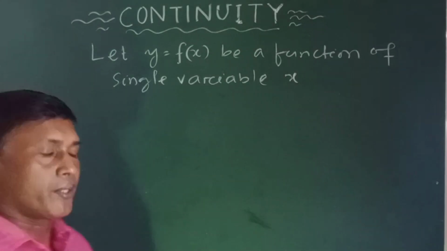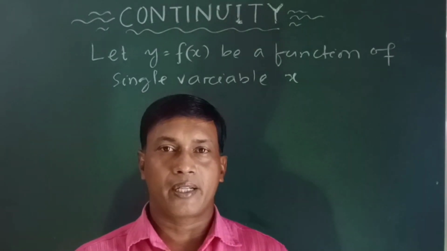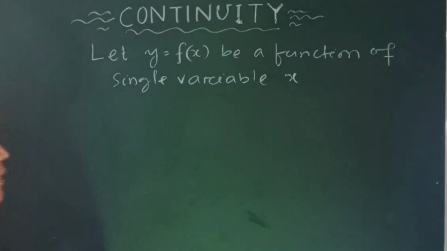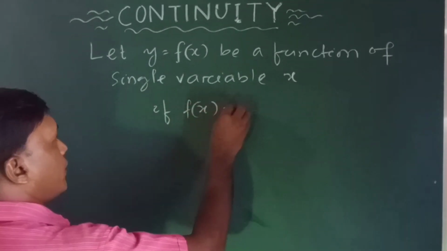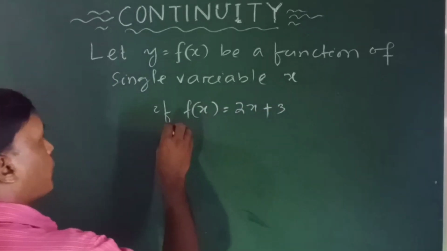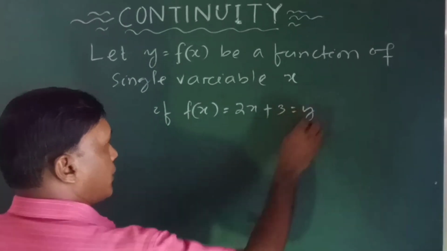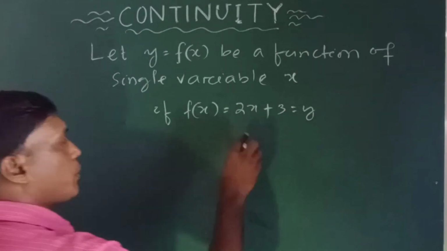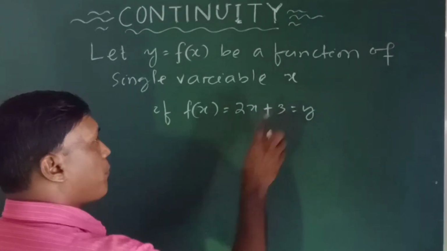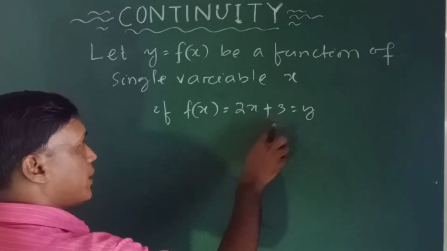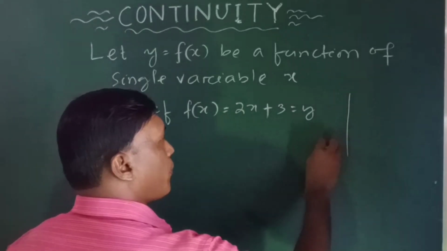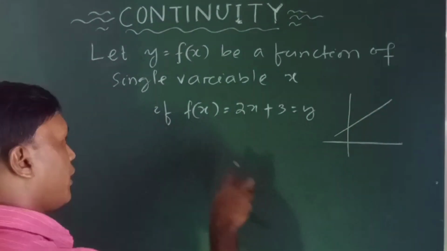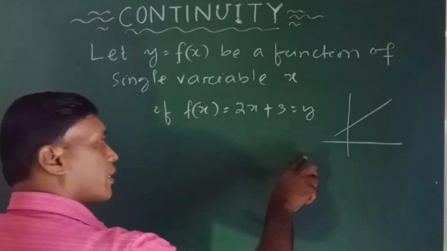As you know, every function can be represented as a graph. That's why we are saying every function is a curve. If we take f of x is equal to 2x plus 3, then f of x is equal to y, that means y is equal to 2x plus 3. In high school you know the graph of this function is a line. This is a linear equation, a linear function. That's why the graph of this function will be a line.